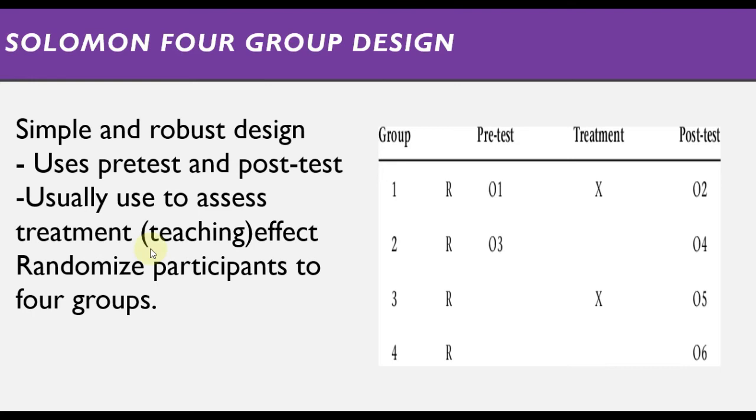Okay? Now, we have the Solomon 4 design. The Solomon 4 design is a simple and robust design that uses pretest and post-test. It is usually used to assess treatment in teaching effect. Okay? Participants are randomized to 4 groups. In the Solomon 4 design, we have 4 groups. These symbolize the randomized respondents per group.